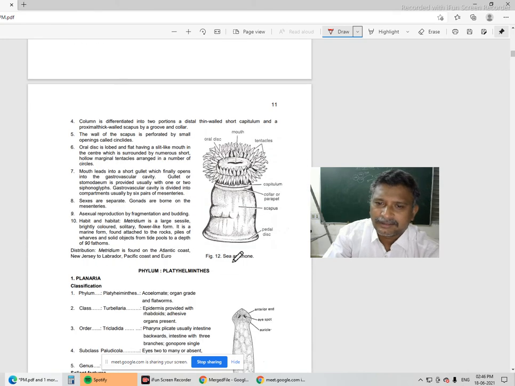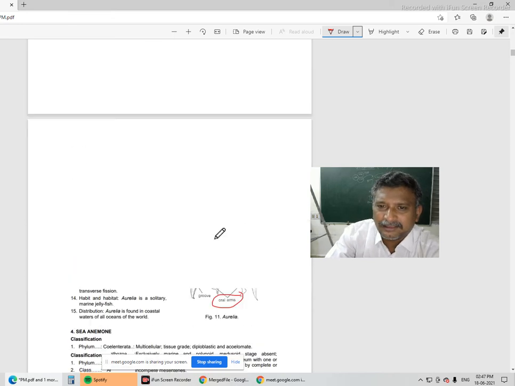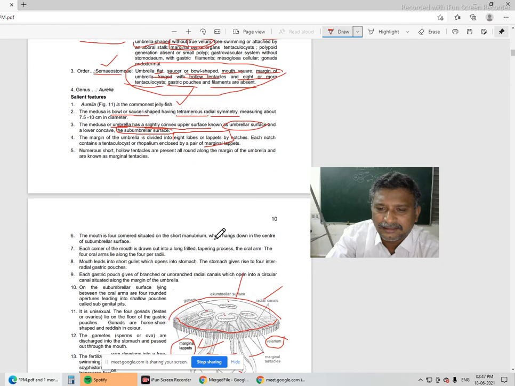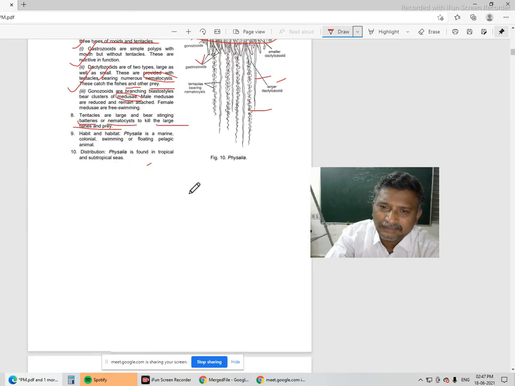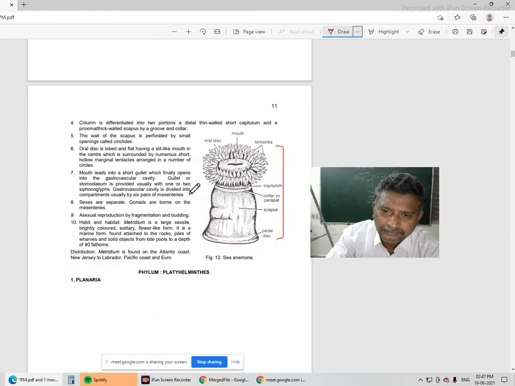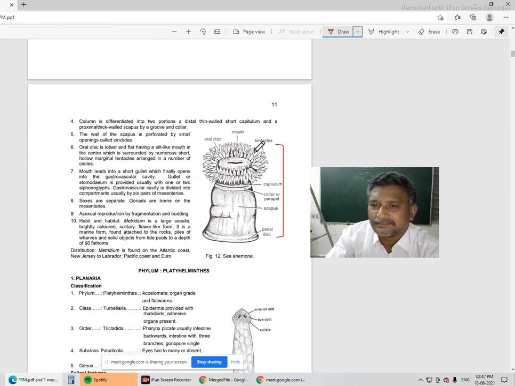Aurelia. This is a sea anemone. Sea anemone. Numerous tentacles are there. Look, how many tentacles are there here? For Hydra, a very limited number, 6 to 8 tentacles are there with nematocyst. But for this one, numerous tentacles are there. So capitulum, a net-like structure is there, collar or parapet is there, scapus is there, pedal disc is also there, and the mouth is surrounded by a disc called the oral disc.